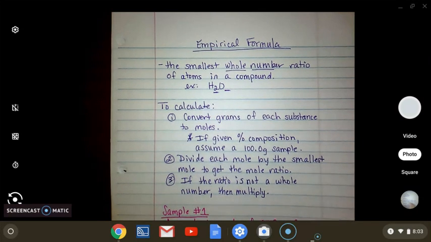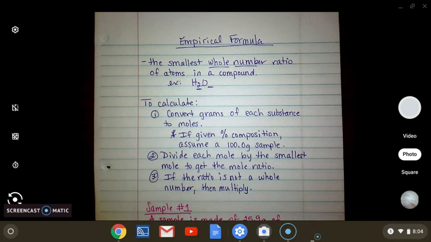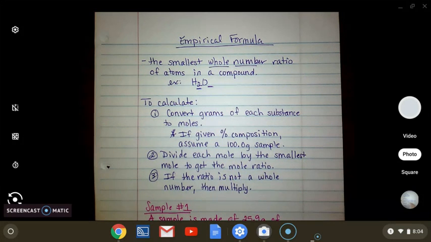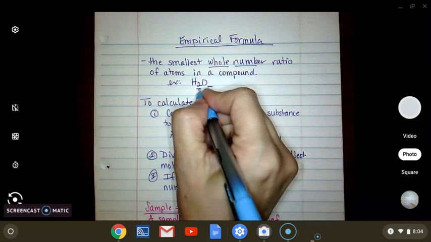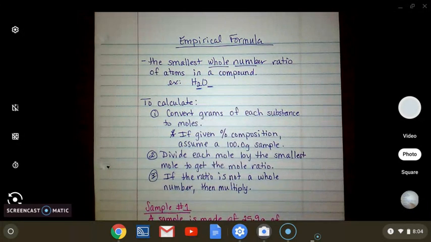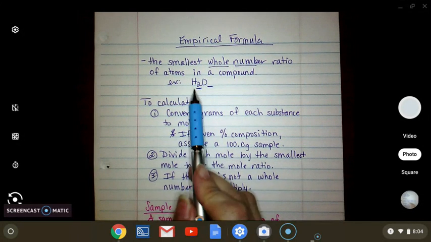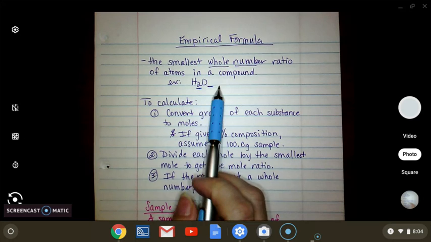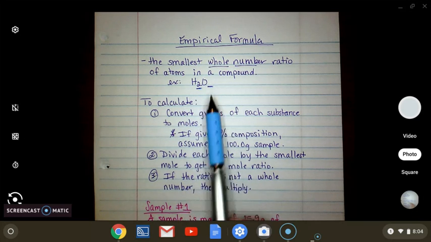So anyway, we're going to start with empirical formula. It's the smallest whole number ratio of atoms in a compound. For example, you have H2O. These numbers that are behind it is the mole ratio. So you have 2 hydrogen and 1 oxygen. Remember, you do not have to write the 1.